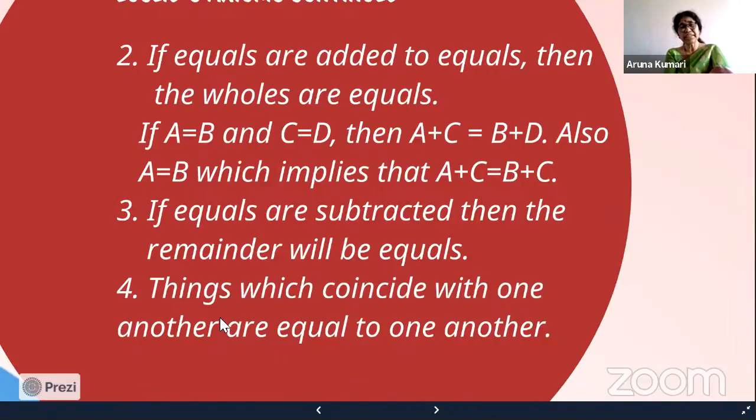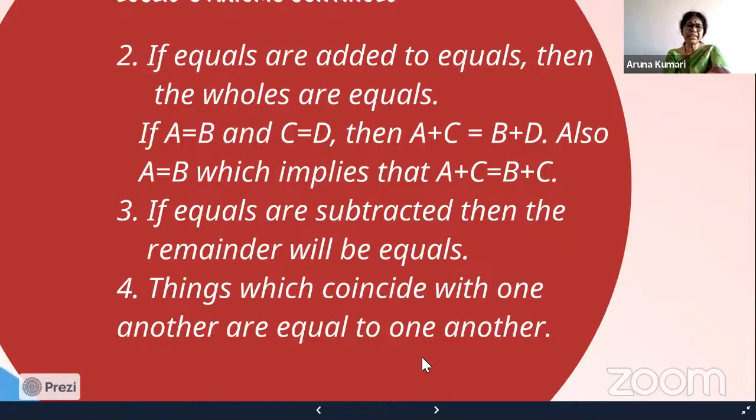Here we are studying about 5 axioms. In those 5 axioms, this is the second one: if equals are added to equals, then the wholes are equal. Next, the third one: if equals are subtracted, then the remainders will be equal. Things which coincide with one another. This is the fourth one: things which coincide with one another are equal to one another.